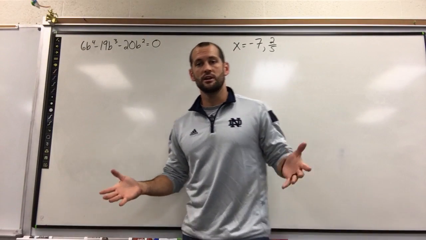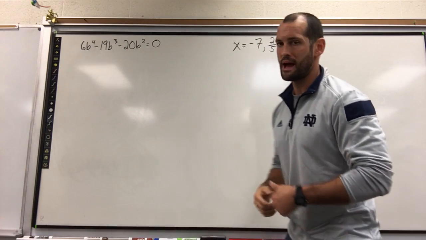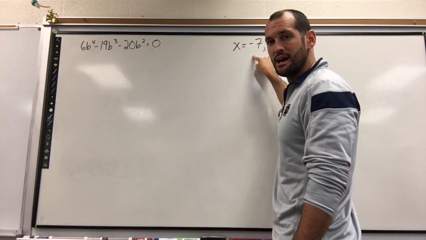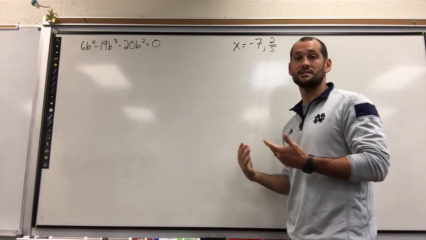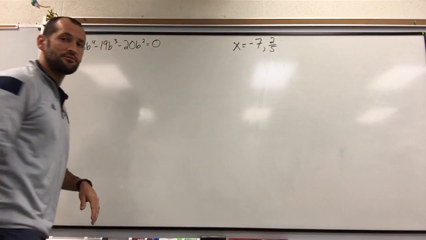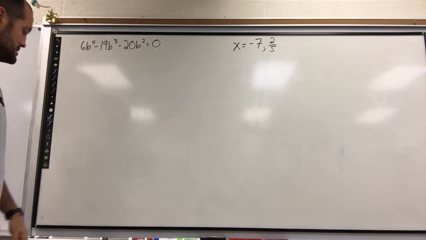Factoring today, we're going to talk about how to use factoring to solve a polynomial, and then we're going to go backwards a little bit and essentially put it on its head. If we start with our roots, how are we going to come up with a quadratic that has those as our solutions? So first up, 6b to the fourth minus 19b cubed minus 20b squared.